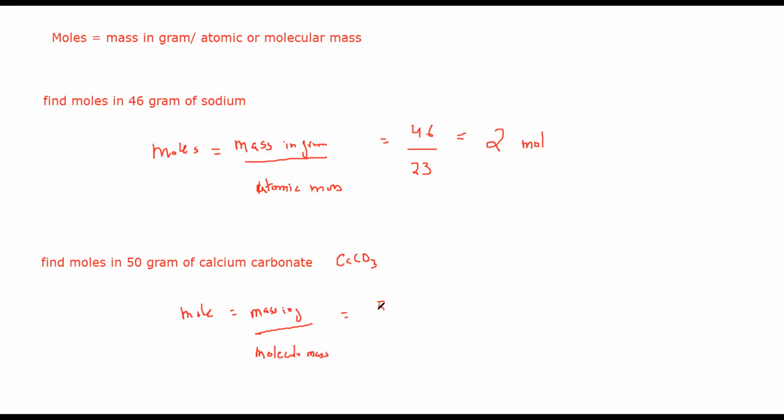Mass in gram is given, 50. But what about molecular mass? Here you have to find the molecular mass. How to find a molecular mass? You have to again use a periodic table.